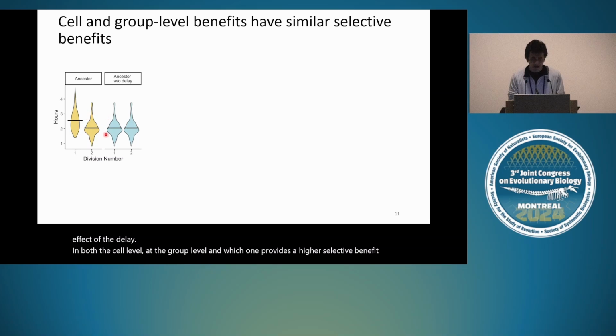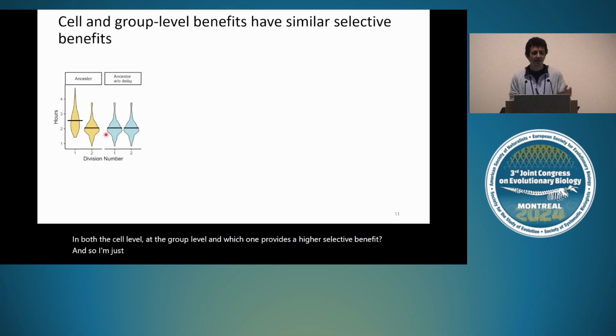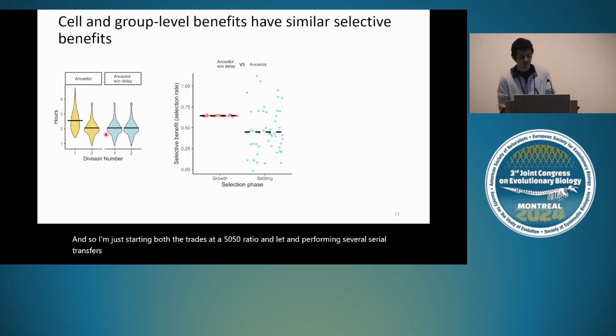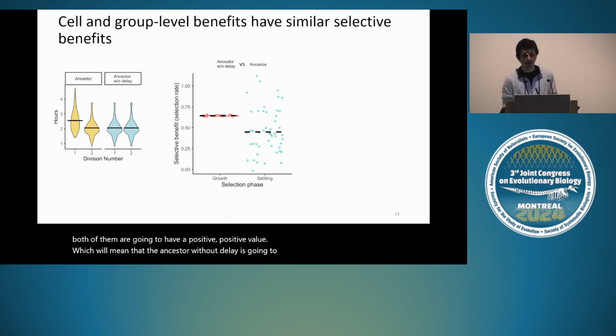I'm starting both strains at a 50-50 ratio and performing several serial transfers. And in this plot, we can see that the selective benefit, or the selection rate, is going to have a positive value in both cases, which means that the ancestor without delay is going to outcompete the ancestor with delay in both the growth and the settling phase.